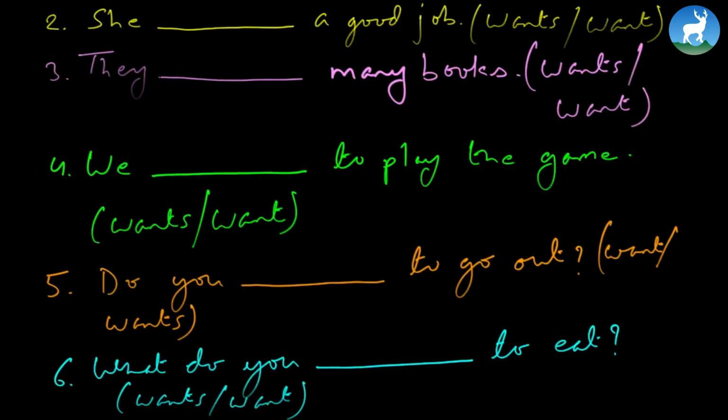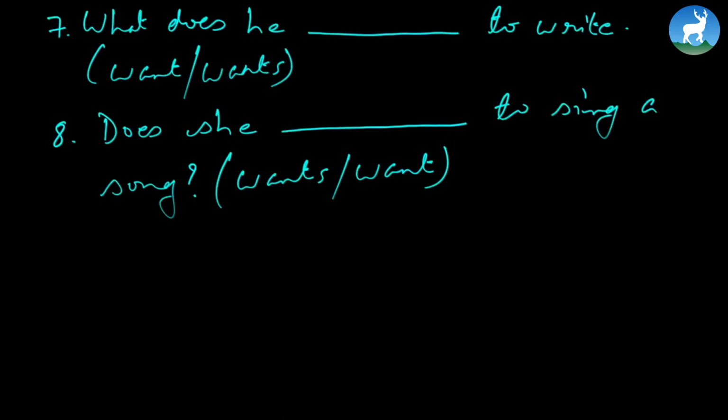Now, having said that, look at that. Again, third person, she. What do you think is the correct answer? I'm going to tick it here now. Please do observe here. Again, it's third person, singular. That's why wants. Look at that. They. Third person, they. Again, third person, but it's plural. That's why we choose they want many books. So this is how you do it. You can do four, five, six, and seven, eight in the classroom right now. I'm sure you can do it very well and good.